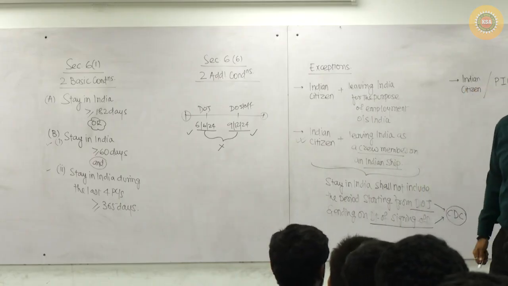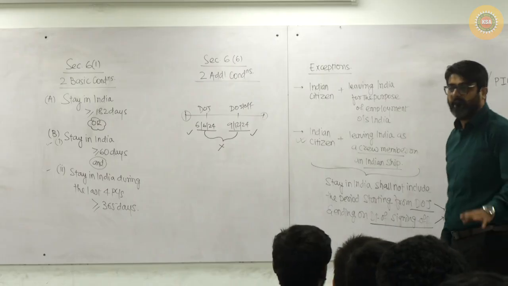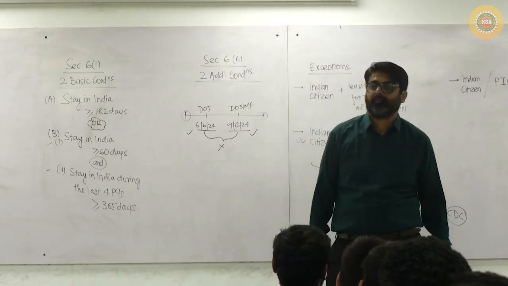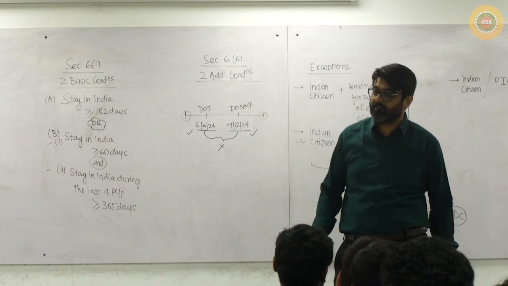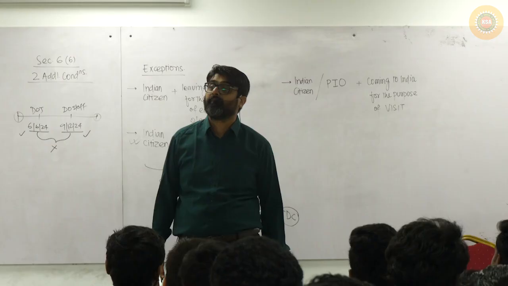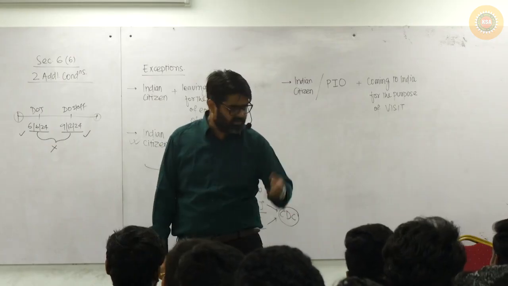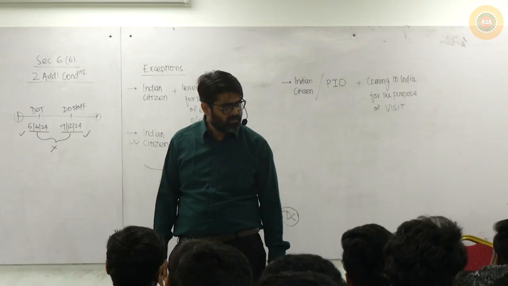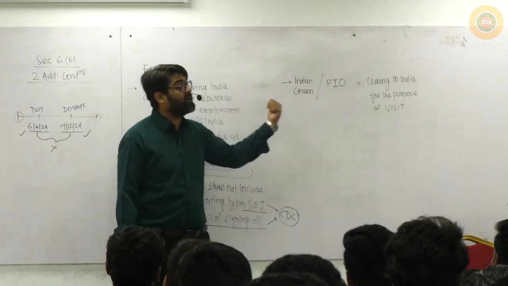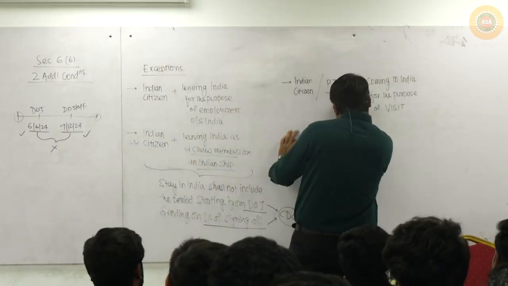But this fellow, what is your name, sir? Vasant. See, Vasant is born in Australia. So by birth, he is an Australian citizen. So can you treat Vasant as an Indian citizen? No, he is an Australian citizen. So still Vasant can also be covered under the third exception if he becomes a person of Indian origin.